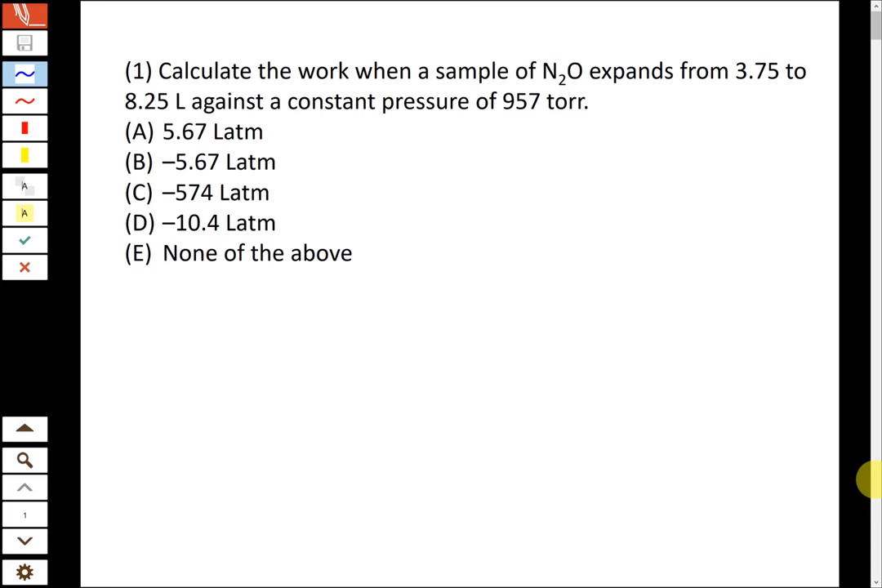All right, so the first question here. Remember that this exam is on chapters 7, 8, and 9. As this review indicates, it's definitely more heavily skewed towards chapters 7 and 8 because it only includes about half of 9. And so it goes roughly in the order of the topics. So the first half or so of the questions, or first 9, I think, are going to be dealing with chapter 7 material. And so this one here deals with calculating the work when a sample of N2O expands from 3.75 to 8.25 liters against a constant pressure of 957 torr.